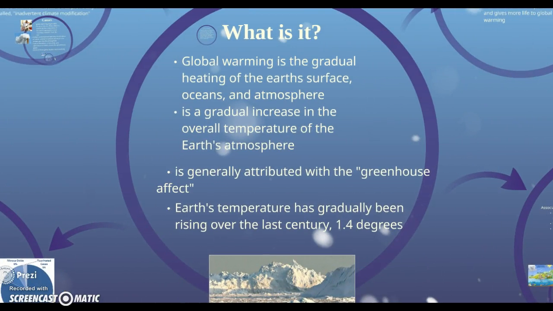What is it? Global warming is the gradual heating of the Earth's surface, oceans, and atmosphere. It's a gradual increase in the overall temperature of the Earth's atmosphere. Global warming is associated with climate change, and it is caused by the buildup of greenhouse gases from human activity and natural activity. Earth's temperature has been rising gradually over the last century, and scientists have proven that it's been 1.4 degrees.